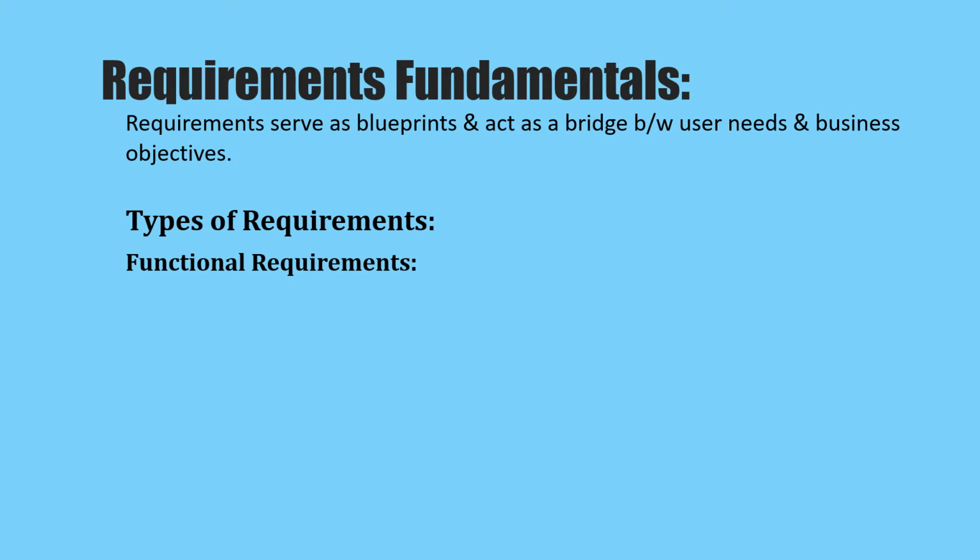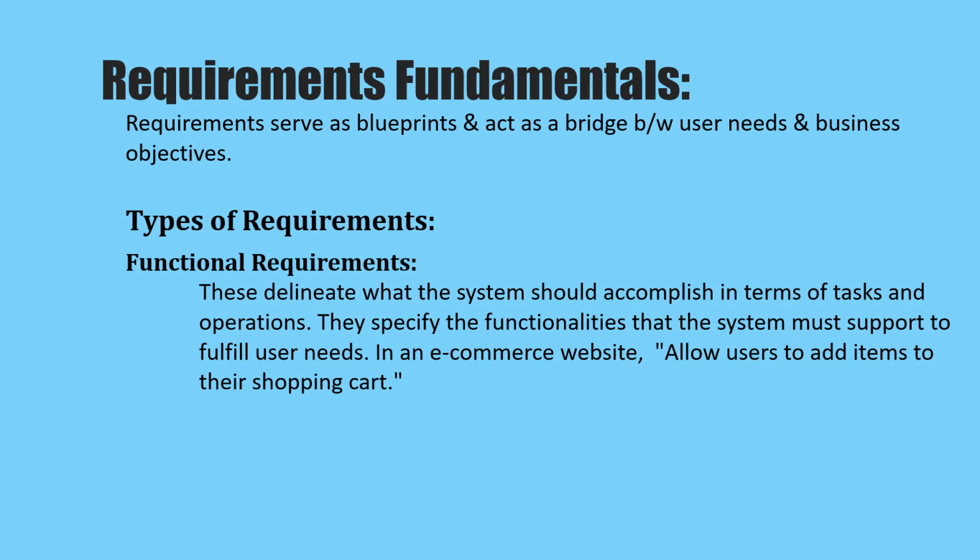Types of requirements. Functional requirements. These delineate what the system should accomplish in terms of tasks and operations. They specify the functionality that the system must support to fulfill user needs. In an e-commerce website, a functional requirement could be: allow users to add items to their shopping cart. This is defined as a specific action that the system must enable users to perform.